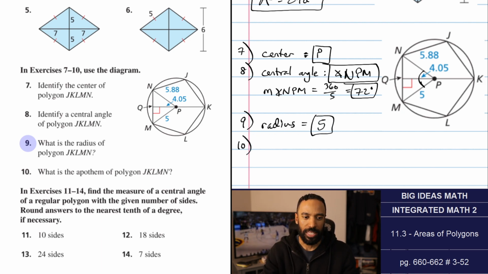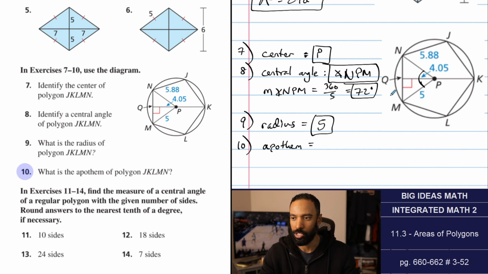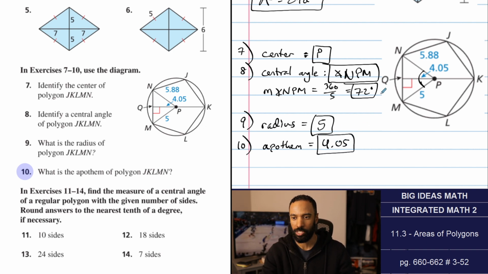Number 10, what is the apothem of polygon JKLMN? Again, they're asking for a length there. So I believe for the central angle, they just wanted a name, but it's good to get that practice in. So apothem, which I'll be using lowercase a from here on out to describe that, is, I believe they're pointing to this guy. That's not the angle measure. So 4.05. We don't really have to do any work on that. They want to make sure you know where these things will exist.